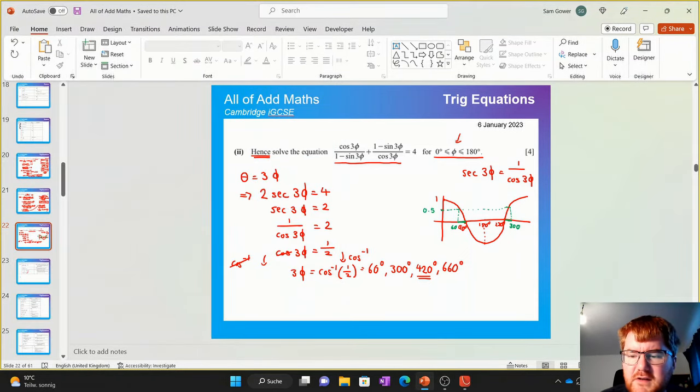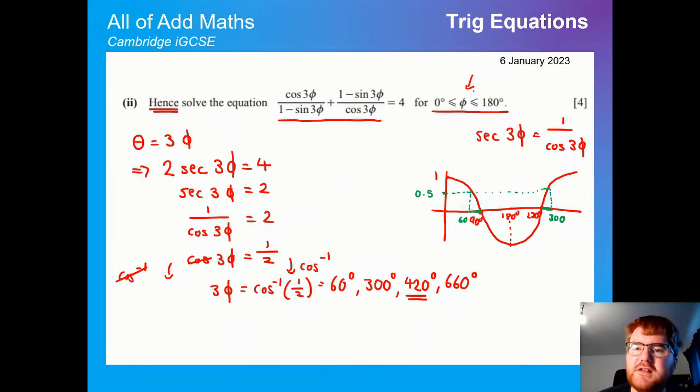Now, why have we worked out so many answers here when it's not within this domain? Well, we need to finish this off. We've worked out 3 phi, and we need to solve the equation. So we need to solve what phi is. So what's the opposite of timesing by 3? Well, we divide by 3 on both sides. So we're going to get just phi, which is what we're looking for.